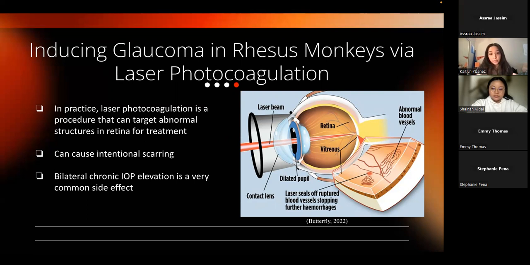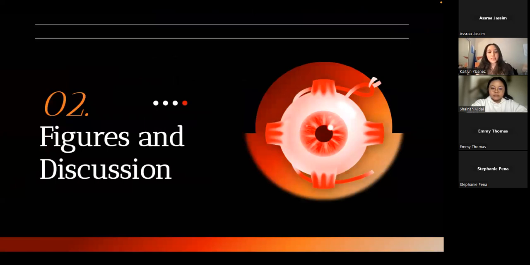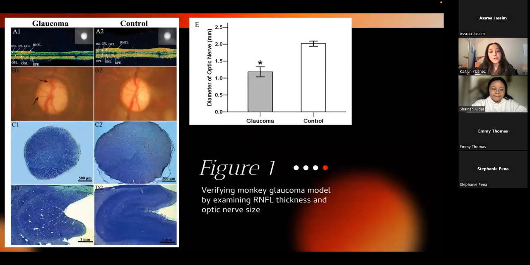Glaucoma relates to this procedure because it can cause intentional scarring, and through this scarring, we are able to increase intraocular pressure. This is actually a common side effect in glaucoma. Okay, now moving on to figures and discussion, we're going to begin with figure 1.